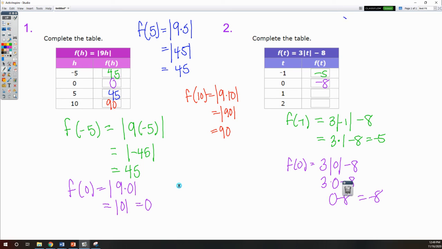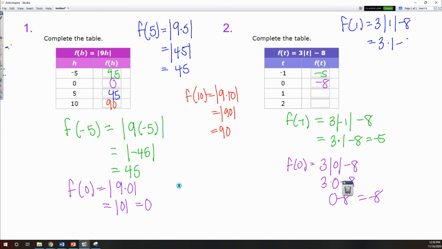Okay, substituting in a 1, f of 1 means I'm taking 3 times the absolute value of 1 and subtracting 8. The absolute value of 1 is 1, and 3 times 1 is 3. Subtract 8, I get -5 again.